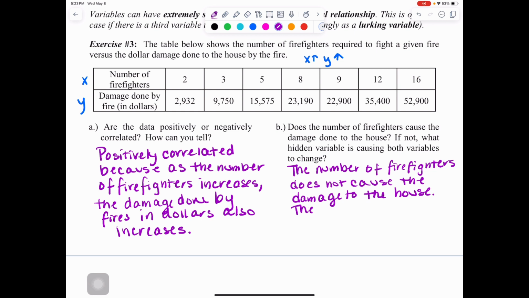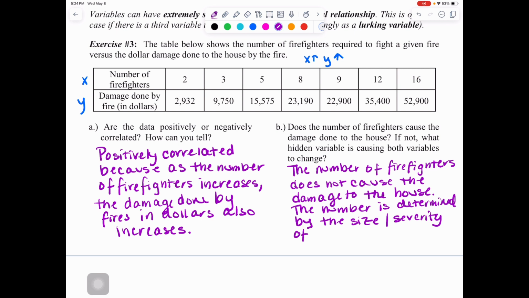The number is determined by the size/severity of the fire. And this affects the cost. So that completes our first lesson in two-variable bivariate data analysis.